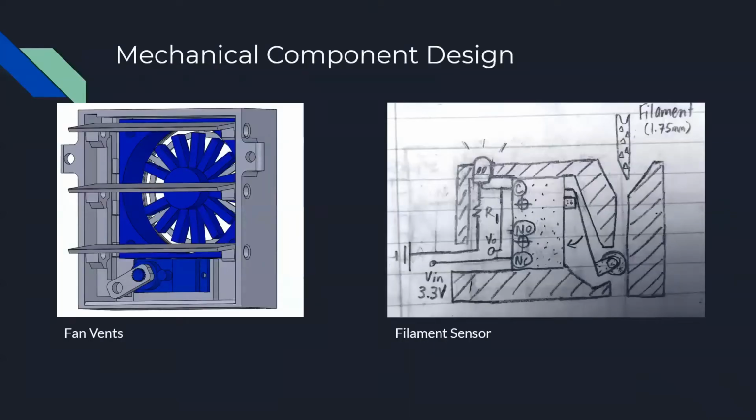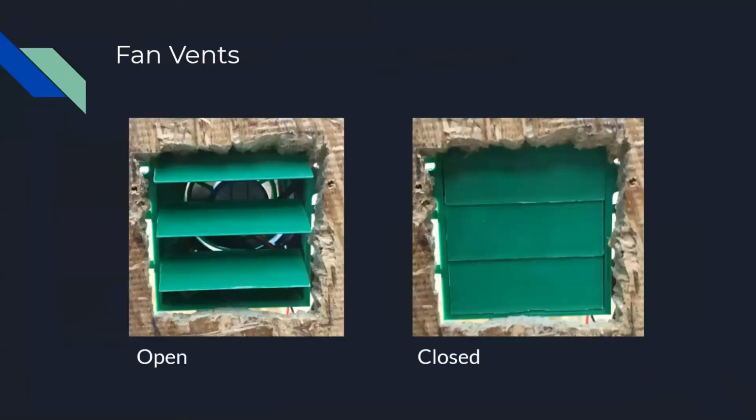So for the mechanical component side, I had two major subsystems. One is the fan vents, which can open and close, and the other is the filament sensor, which I will go into more detail now. So the fan vents, they have two states. They can either be open or closed, and they use a rocker slider mechanism inside to control the mechanism, and the fans will turn on after the mechanism has opened or off before the mechanism has closed.